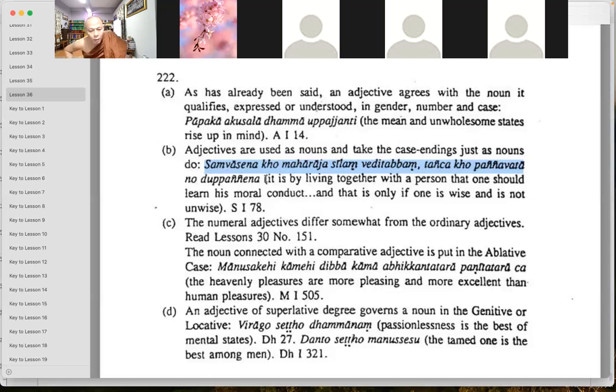Sanwasina ko Maharaja. Silan Weditapan. His moral conduct, and Tinja, that is only if one is wise, so it's not unwise. So actually, that is from the Samyutta Nikaya. Simply can be understood.